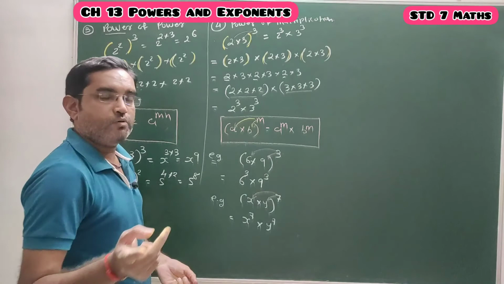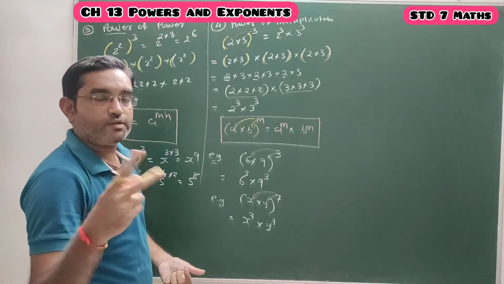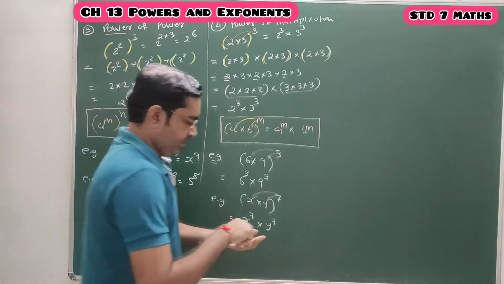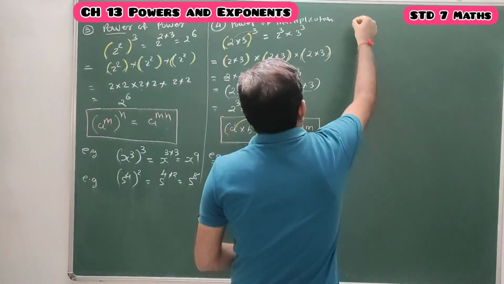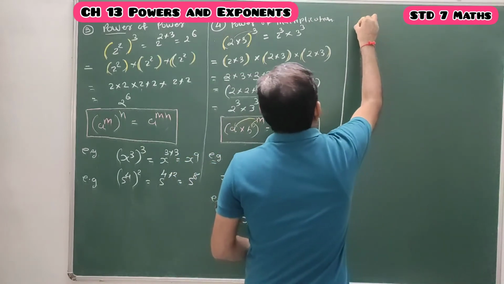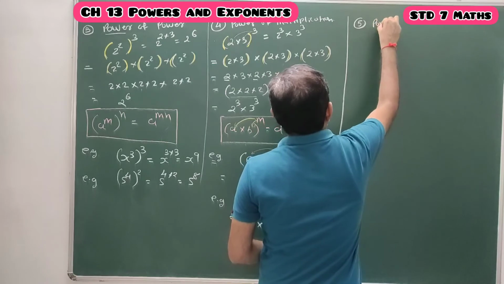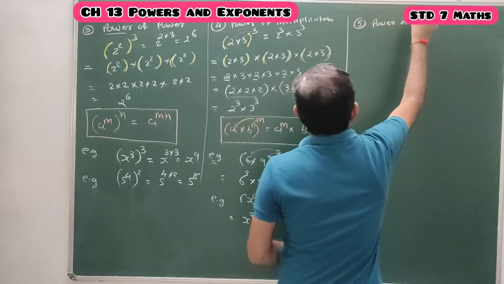Now the second law is division of power. Here it's power of division. Fifth law and the last law of exponent, fifth law, that is power of division.